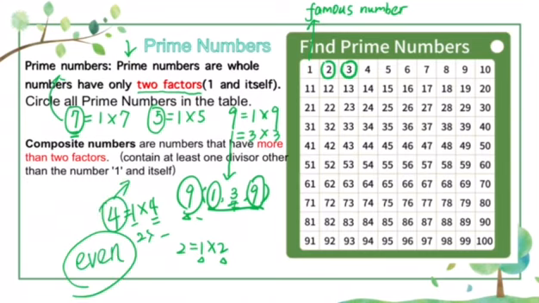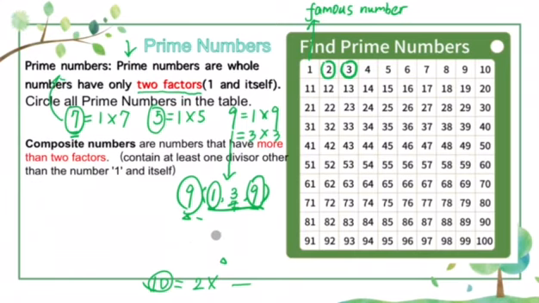As long as it is an even number, it must be a multiple of 2, like 10 equals 2 times something, because 10 is a multiple of 2. So when you see an even number except 2, then this even number must be a composite number, like 4, 6, 8, 10, because they are all multiples of 2.